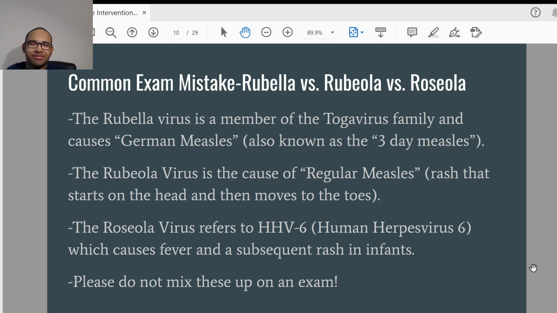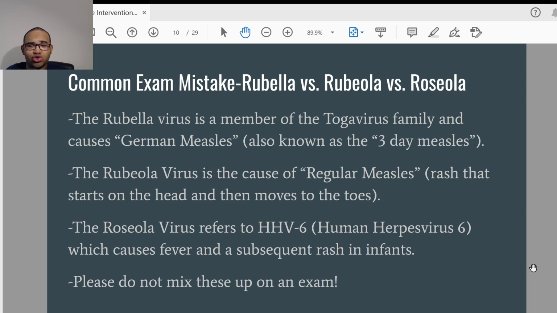And one common exam mistake I want to correct here so that you don't make it on a test is the difference between rubella, rubeola, and roseola. You see, they sound similar enough that people can screw them up on exams, right? So remember, the rubella virus is part of the Togavirus family, and it causes German measles, right? That's the thing that's called a 3-day measles. Contrast that with rubeola. Rubeola is the thing that causes the legit measles. When you hear the term measles, this is the thing that actually causes measles, right? Remember, it's a rash that starts on the head and moves down towards the toes, right?